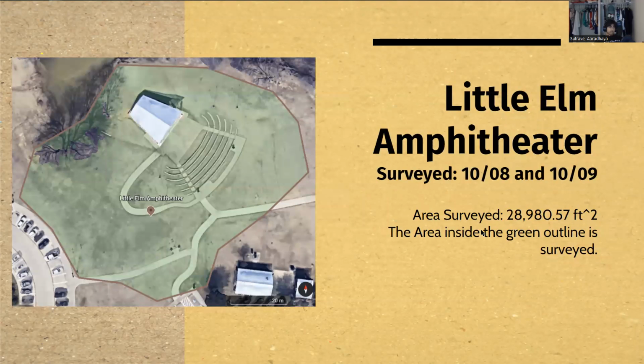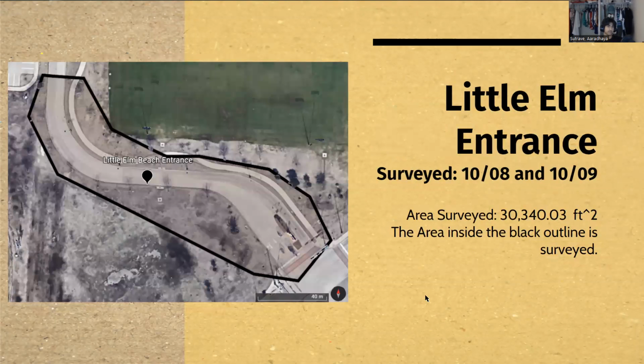This is the second area I surveyed, and it was the Little Elm Amphitheater, again surveyed on the 8th and 9th. The area surveyed was around 28,980 feet squared. The area inside the green outline is what I surveyed.